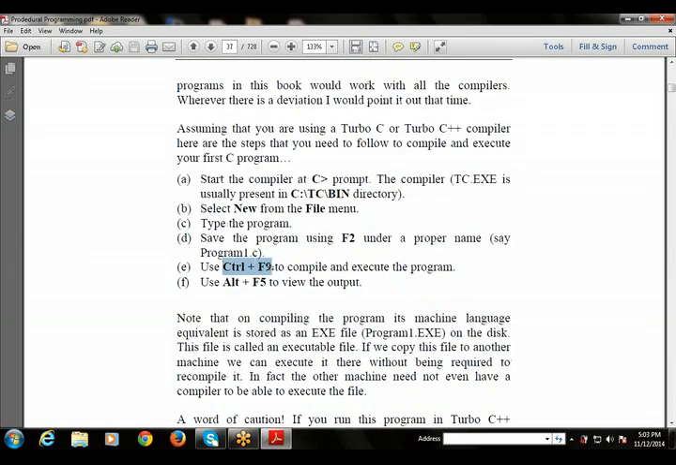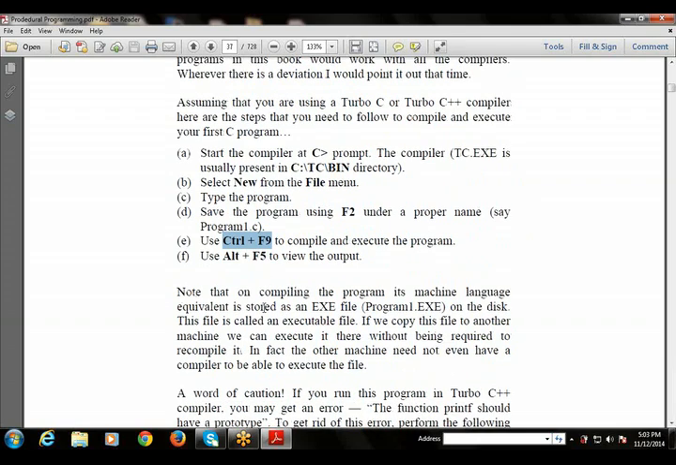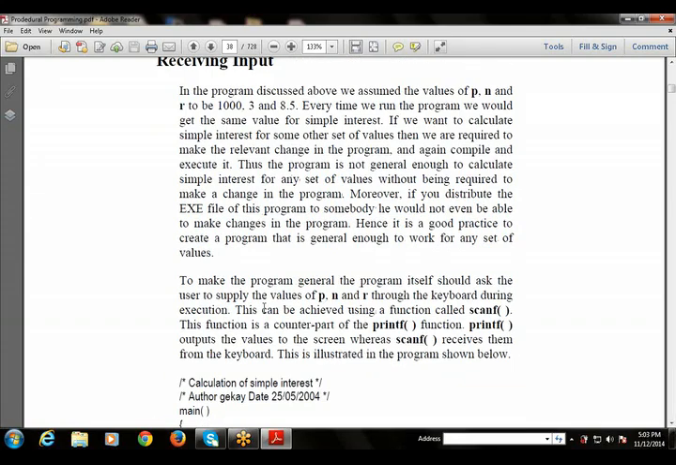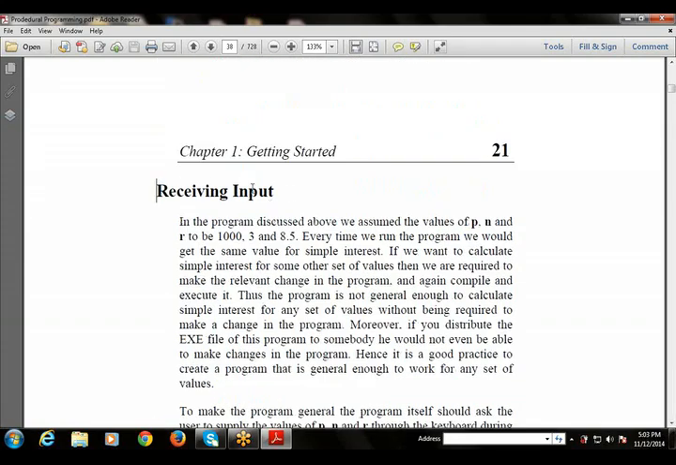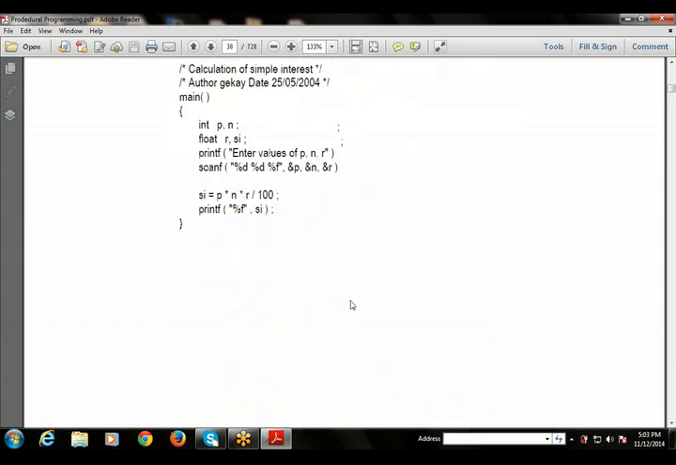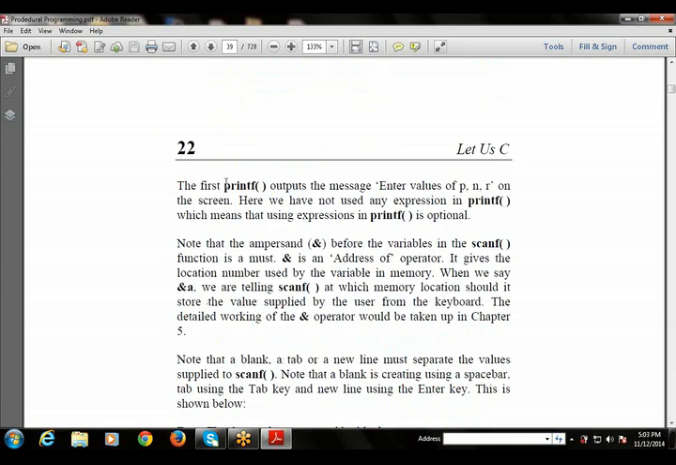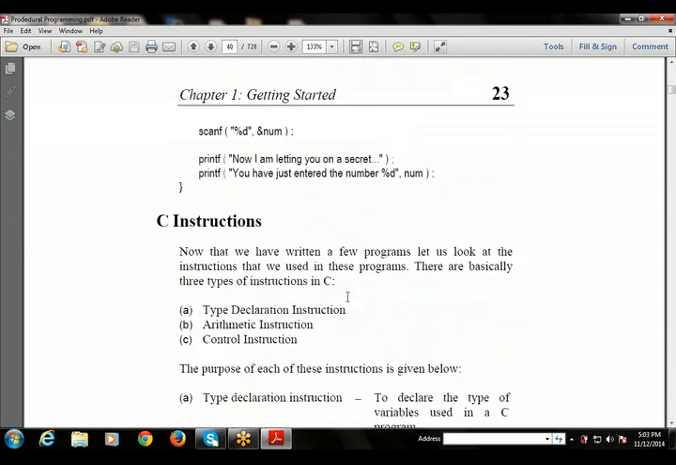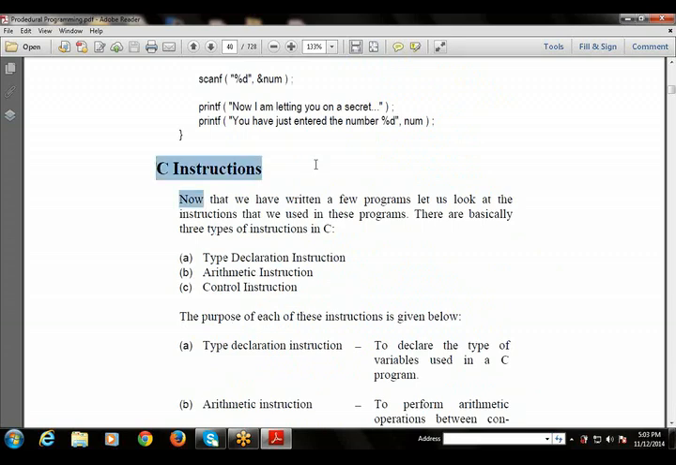Then we have talked about the keys, that is Control F9 is used to compile, and Alt F5 is used to view the output. Then we talked about how to receive the input by using scanf. This is a function that is used to receive the input. Then printf is used to print the message or output the message. Then this is today's topic, that is, what is the C instruction. So let's start with today's topic.